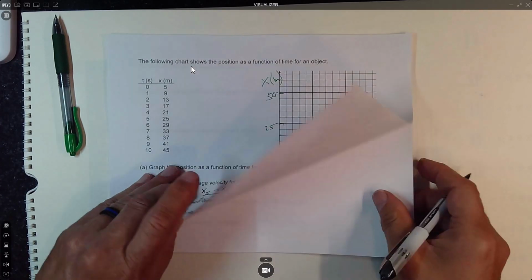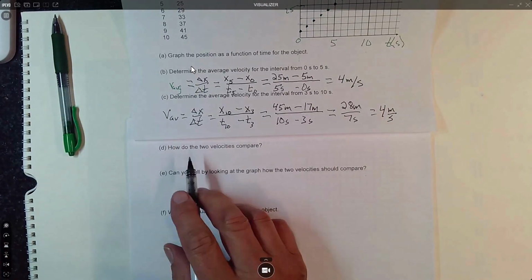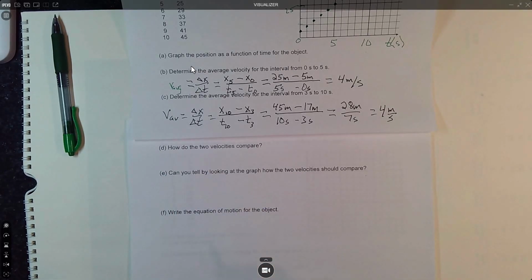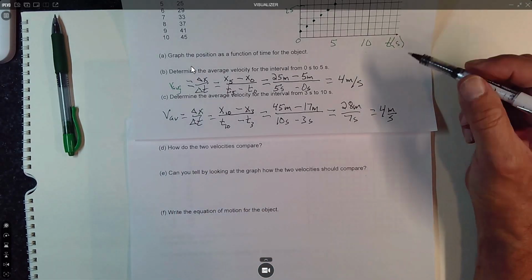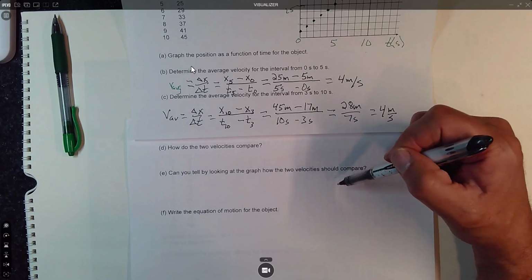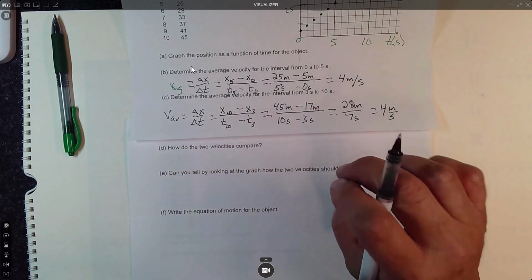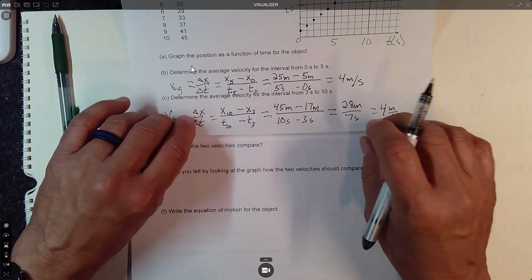All right, if you printed this off, you know that the next question is, how do the two velocities compare? Well, they look like they're equal. Can you tell by looking at the graph how they should compare? Okay, yes you can. And here's why.